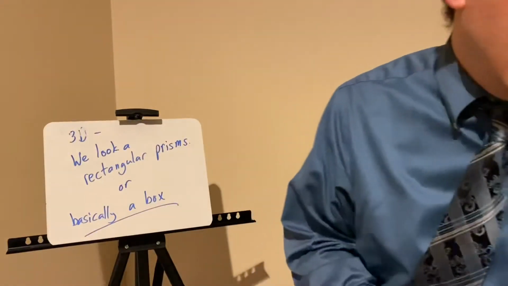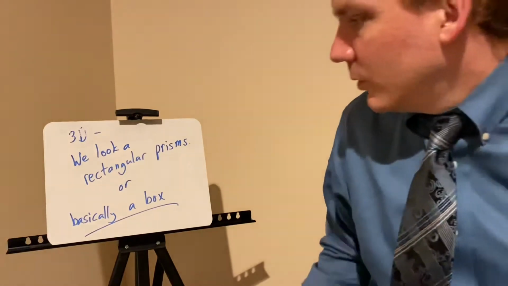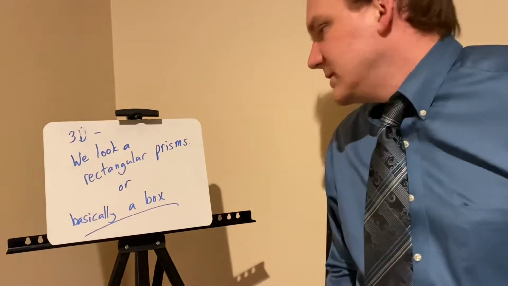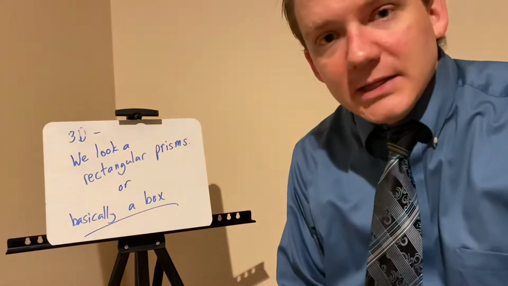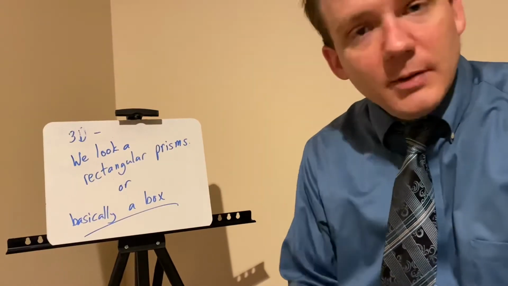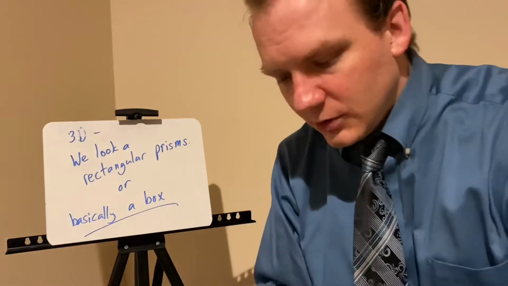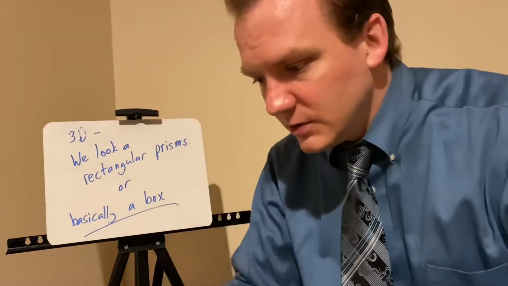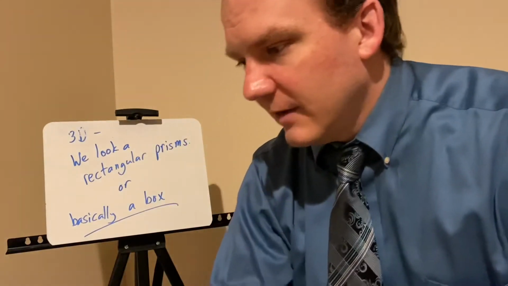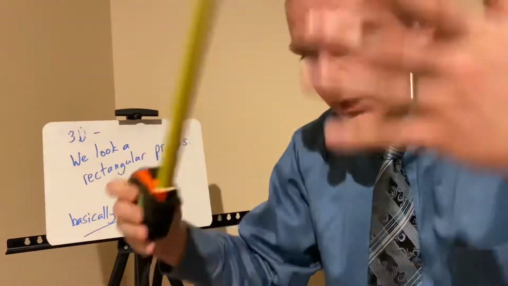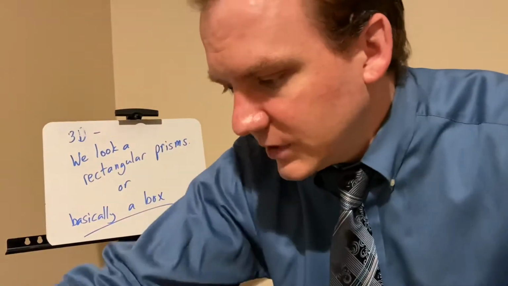So 3D, how in the world are we going to do that? What we're going to do is look at rectangular prisms, basically a box. And so I'm prepared here to show that to you. I have some good mathematical tools. I have some string I'm going to use, right? I have a tape measure to do some measuring with. The string's going to help me with the tape measure. Those are going to go together here.